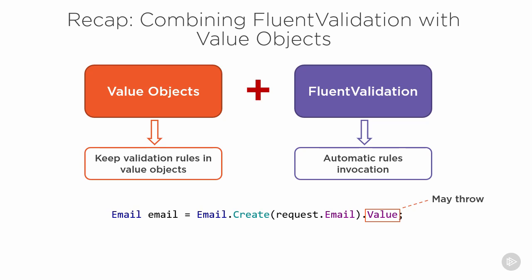Notice how we are calling .value on the result instance returned by the create method. This .value call is unsafe because it throws an exception when the result instance is unsuccessful. But since we know that Fluent Validator has already invoked the create method prior to entering the controller, we can safely do this .value call. If the create method was unsuccessful, we wouldn't even get into the controller. ASP.NET would have returned an error by that time already.